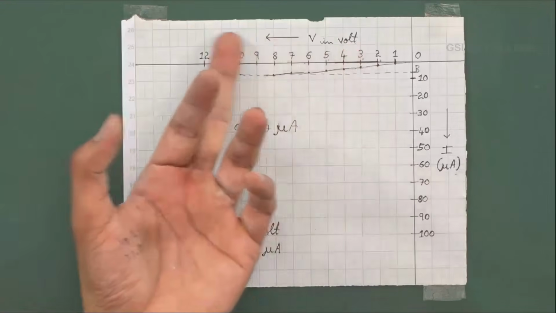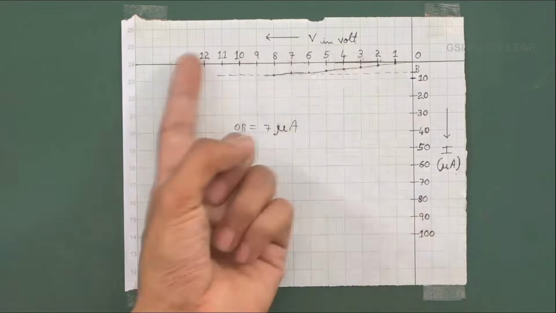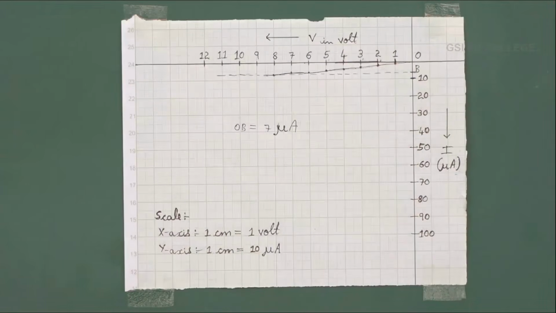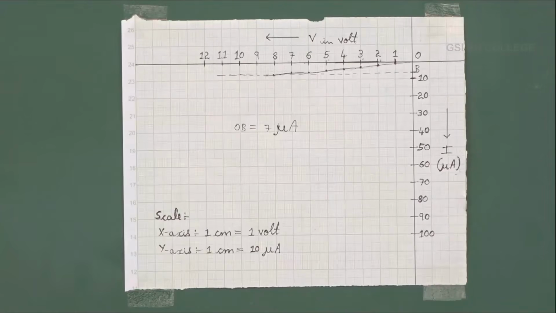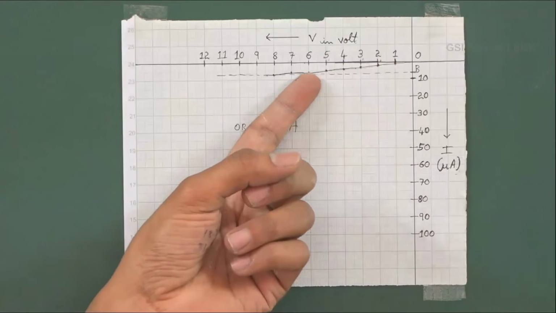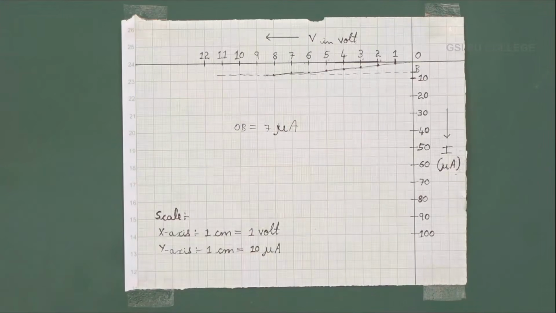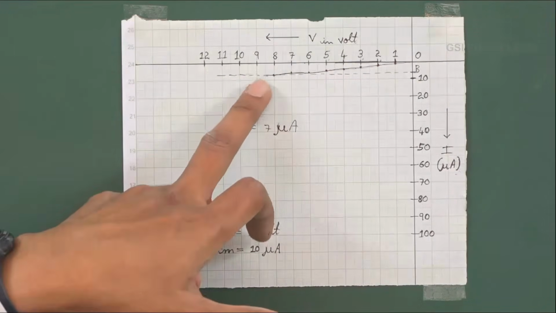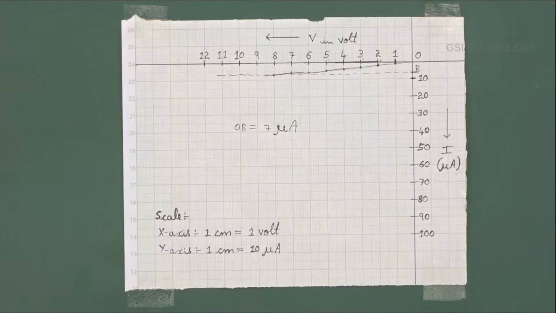We have taken voltage along the x-axis and current along the y-axis. On the x-axis, every centimeter is representing 1 volt, so we have noted down the scale, and on the y-axis, every centimeter is representing 10 microamperes. If you draw a graph, the current increases through a very small step. It is not even reaching 10 microamperes even after crossing a voltage of 8 volts. So this says that the diode offers a very high resistance in reverse bias. And within our experimental limits, we have noted down the reverse saturation current here, and it is 7 microamperes.